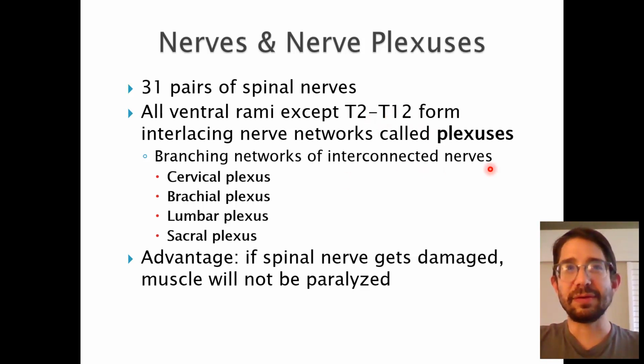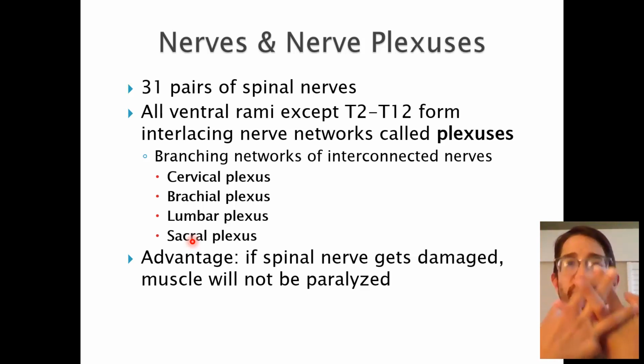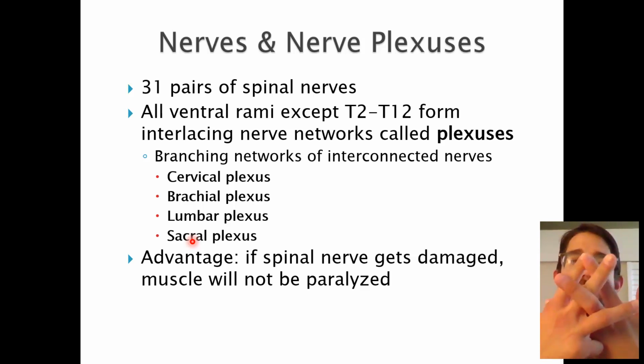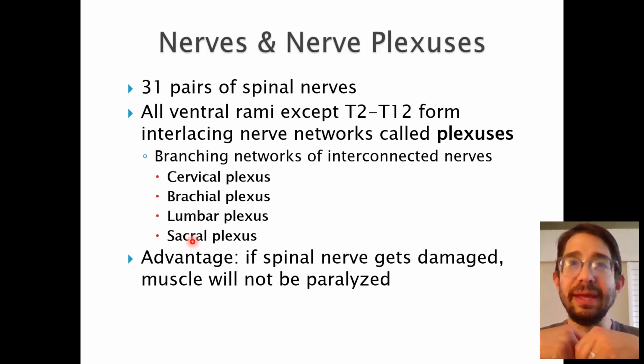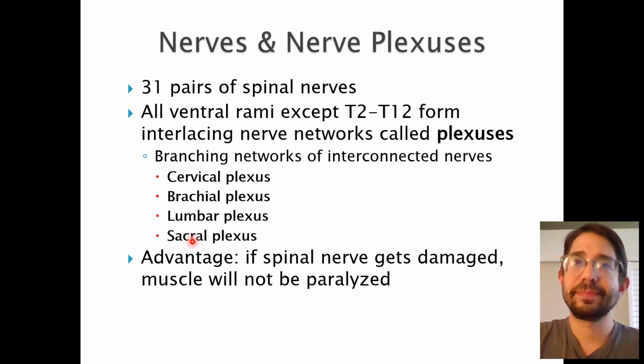So interconnected nerves, you've got one up in the neck, one in the arm area, one in your lower back, and one down towards your sacrum. And the advantage of having these nerves all intertwined is that if you sustain trauma or damage to one of those branches, you still may be able to send sensory and motor information through a different pathway within that network.